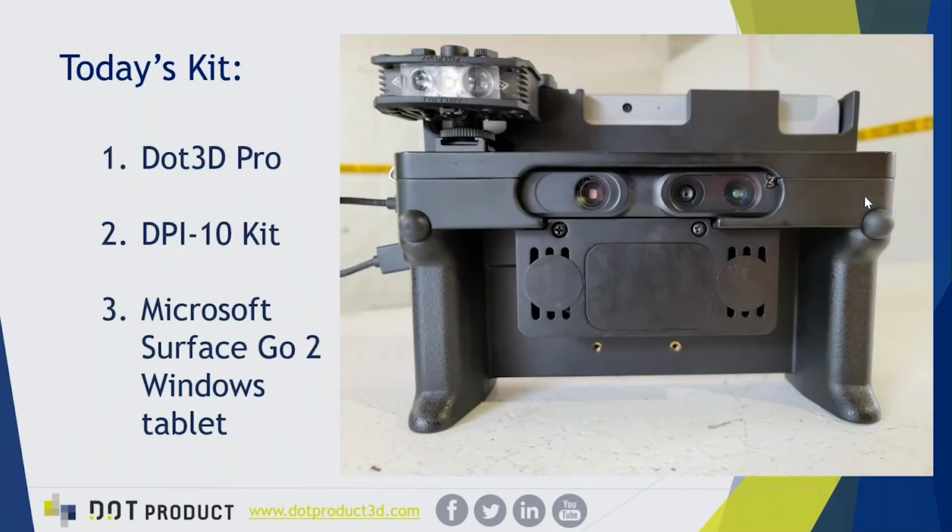So here's what we're looking at today. This is the DPI-10 kit with the DPI Lite kit conveniently attached right to the top, and a Microsoft Surface Go 2 tablet slid directly into the back of the device. I'm actually talking to you right now through the exact device that you see on your screen, and we'll switch over to a live screen broadcast so you can see it in action shortly.